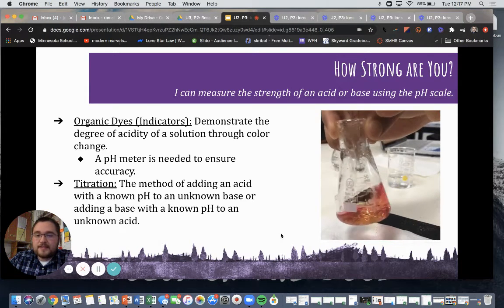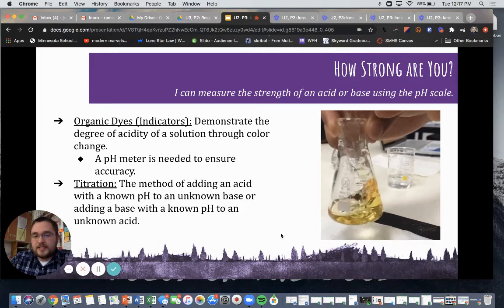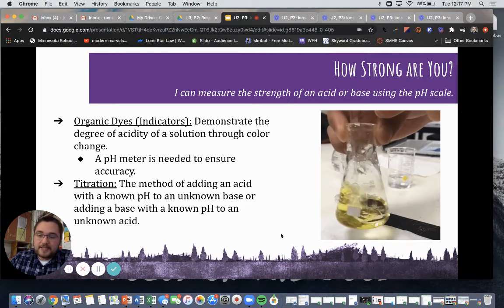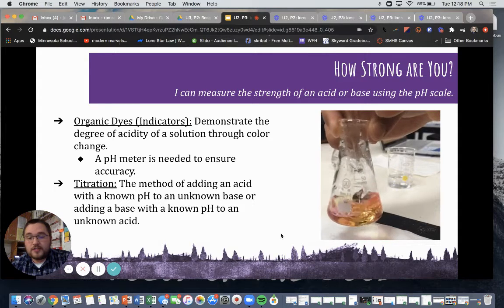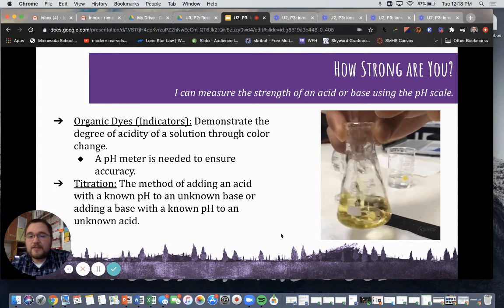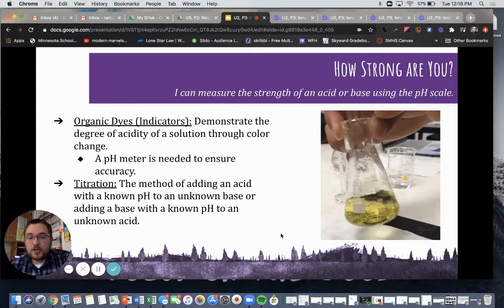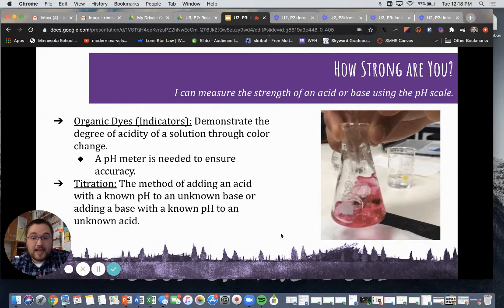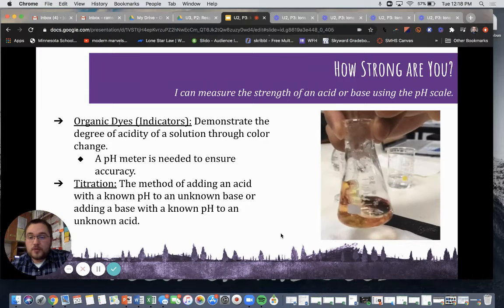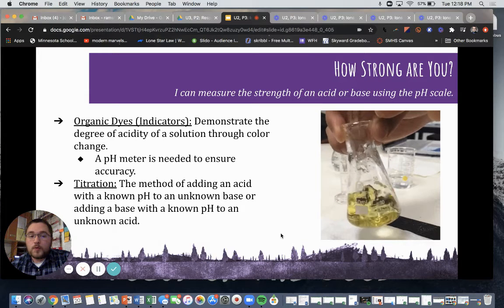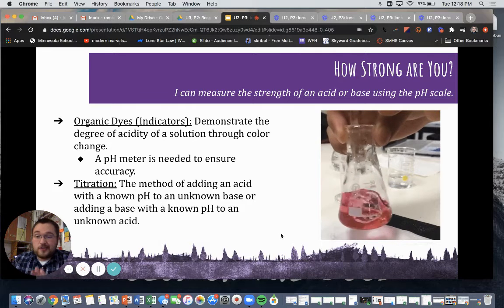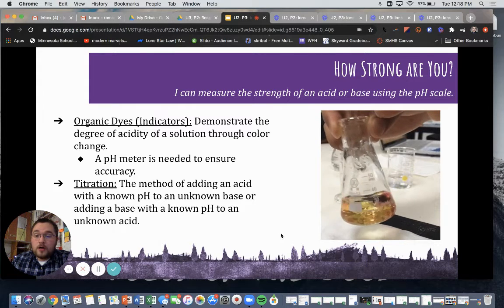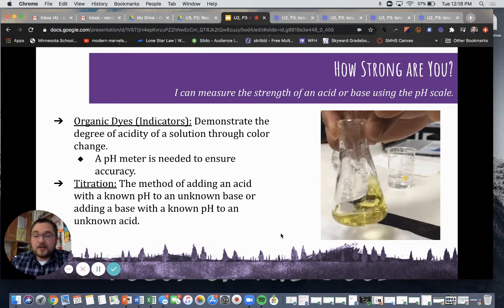The second method is titration, and the GIF over to the right shows an example of titration. If we were in an advanced chemistry class and we had all the fancy bells and whistles and equipment, we would definitely do this in here. But titration is the method of adding acid with a known pH to an unknown base, or the flip side, adding a base with a known pH to an unknown acid. And then when it reaches the point of equilibrium where the liquid turns a clear color, that's when you know how basic or acidic something is.